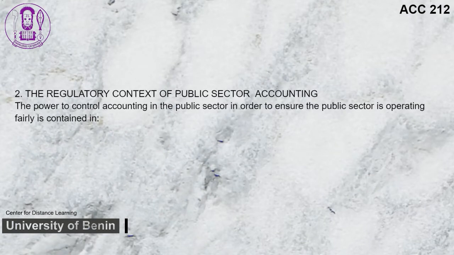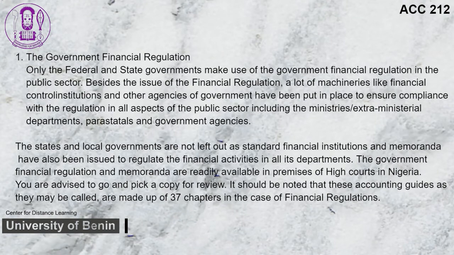2. Regulatory context of public sector accounting. The power to control accounting in the public sector in order to ensure the public sector is operating fairly is contained in 1. The Government Financial Regulation. Only the federal and state governments make use of the Government Financial Regulation in the public sector.